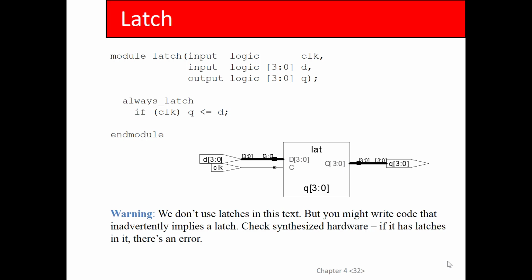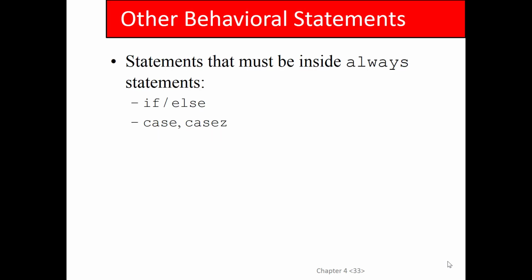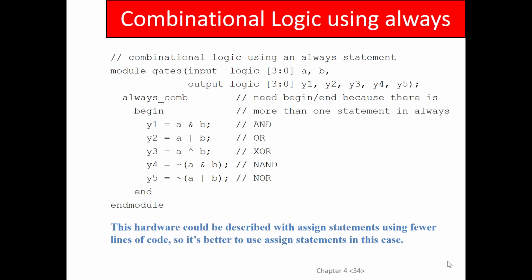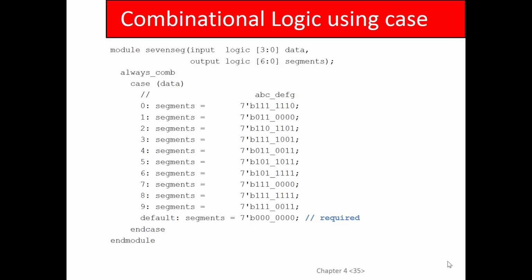Okay, and then I mentioned that in an always block you can use if statements. You can also use case statements. Let me skip ahead. So here's an example of a case statement. In this case, notice I'm using an always_comb. I've shown you four varieties of the always statement so far. Let me back up to make this clear.